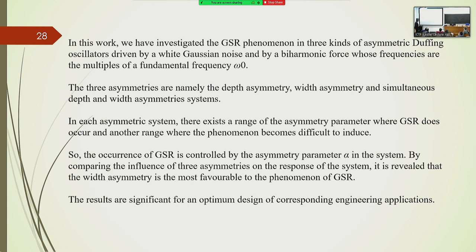By comparing the influence of three asymmetries on the response of the system, it's revealed that the width asymmetry is the most favorable to the Gauss stochastic resonance phenomenon. This result is significant for optimum design and corresponding engineering application.